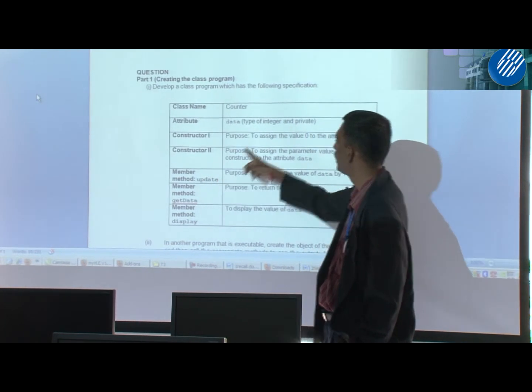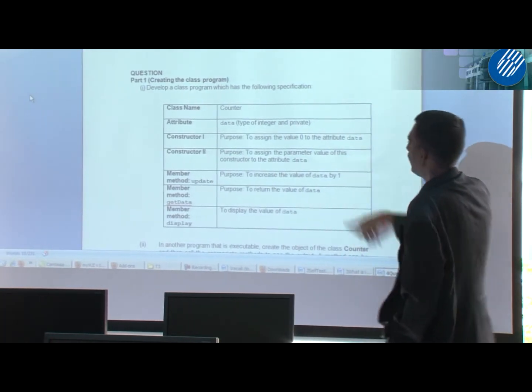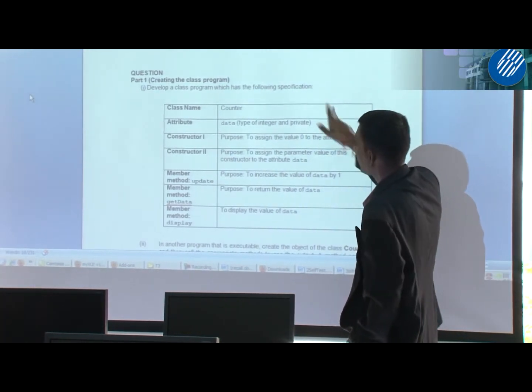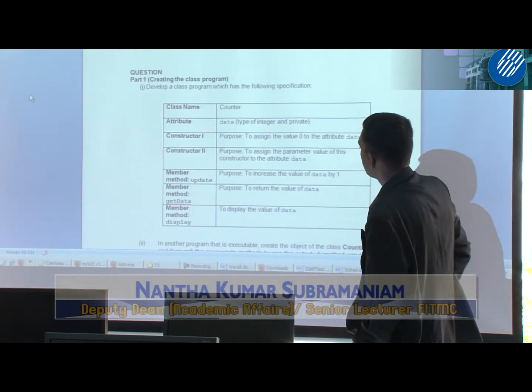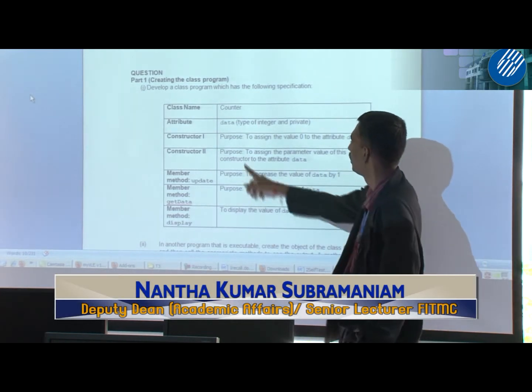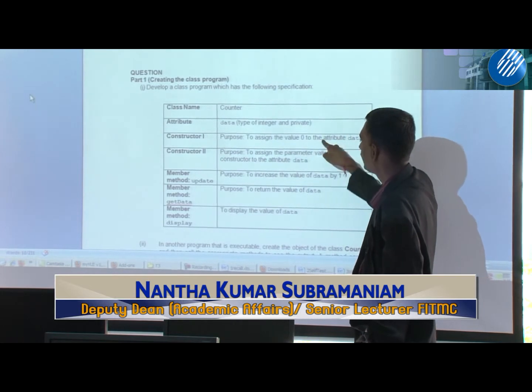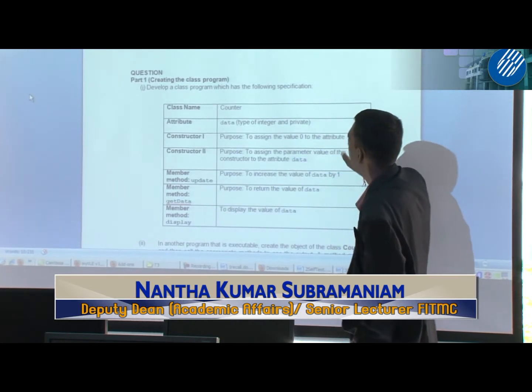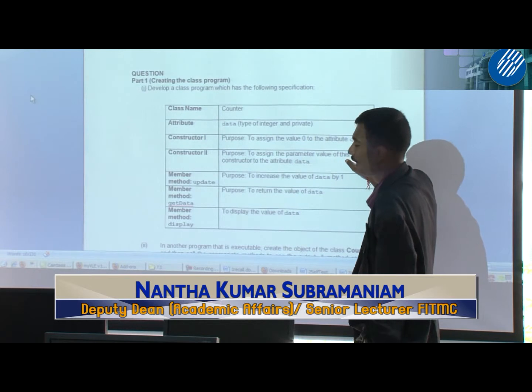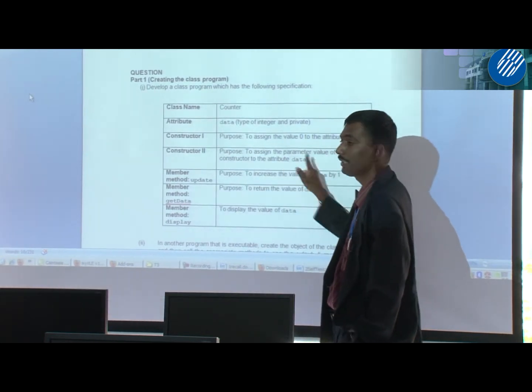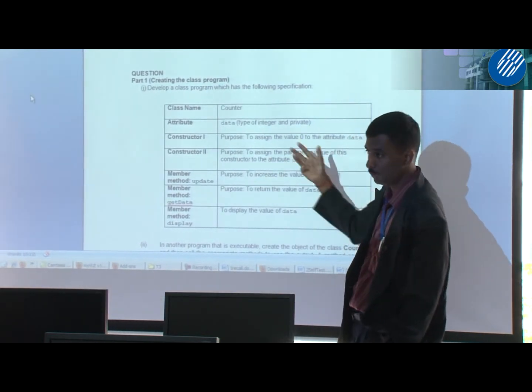The first constructor assigns the value 0 to the attribute data. The second constructor assigns the parameter value of this constructor to the attribute data. So if you call the first constructor, data will get 0. If you call the second constructor, data will get a value assigned by the user.